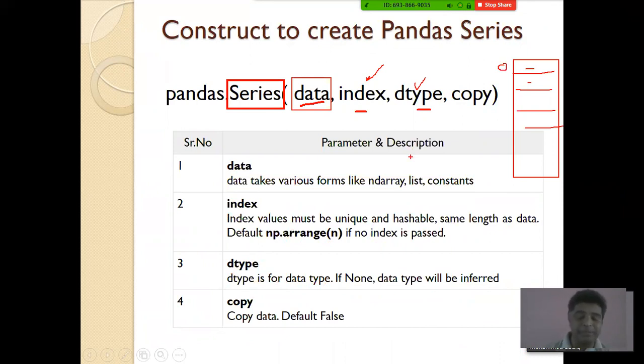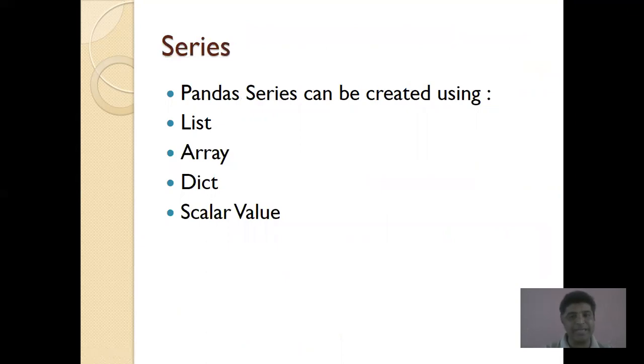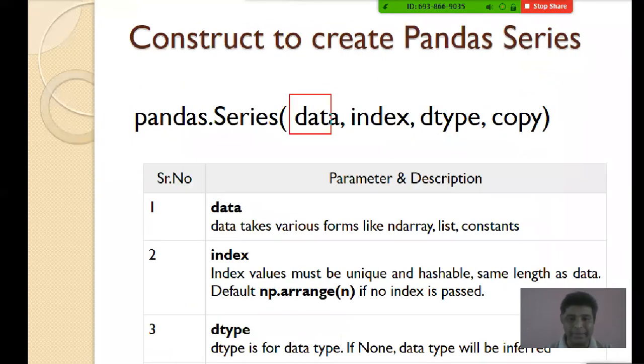Depending on what type of data it is storing, the system will automatically decide the data type, either as a string, a float, or an int. Copy is false by default. This is for when you want to copy the data from another series into this one. We'll see how to implement this. The series can be created using any of these existing objects. These are the parameters, out of which only data is mandatory and the rest are optional.